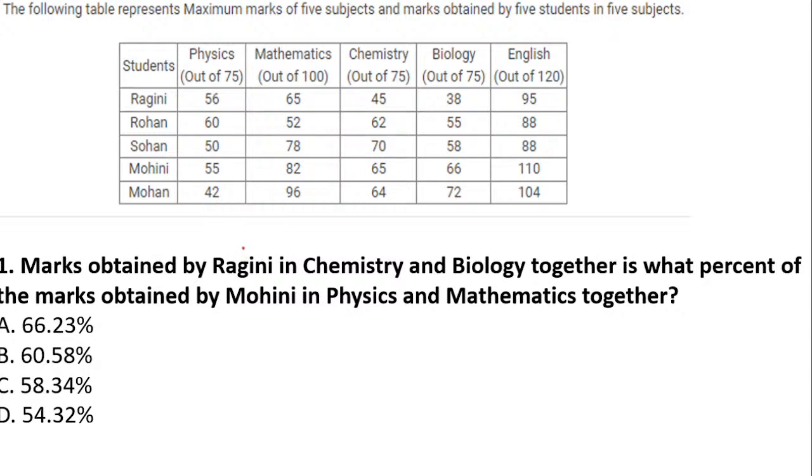One important point to remember in this question is that the marks for physics are out of 75, marks for mathematics are out of 100, chemistry is 75, biology is 75, and English is 120.